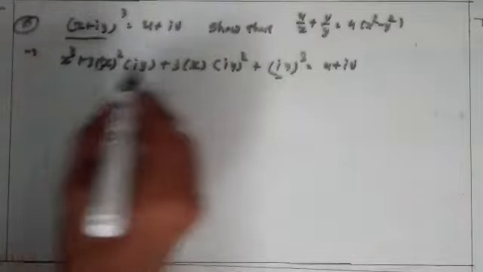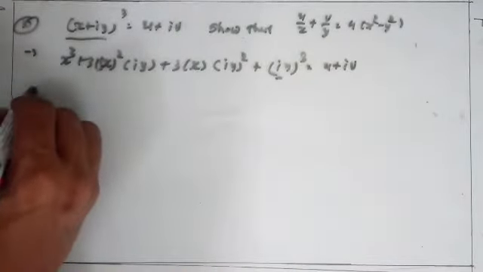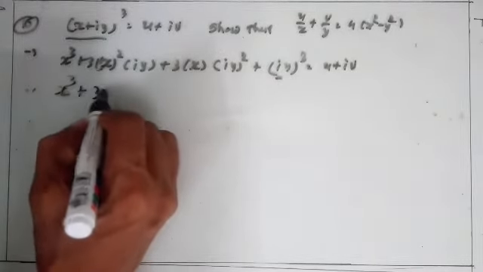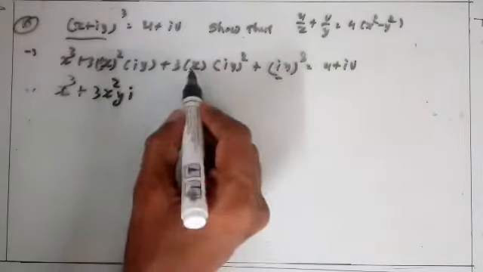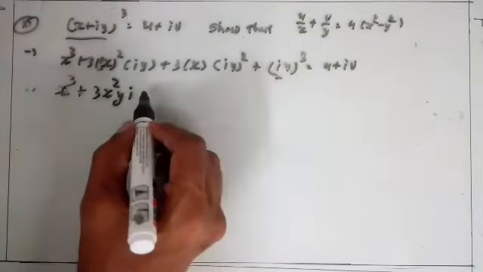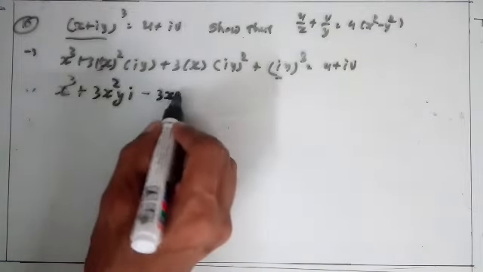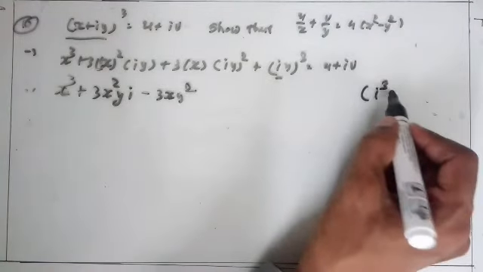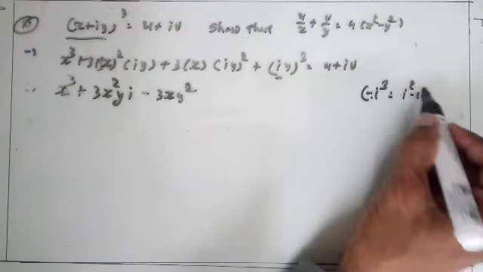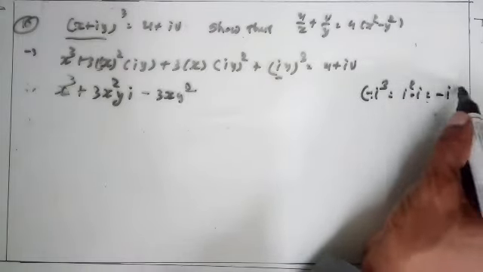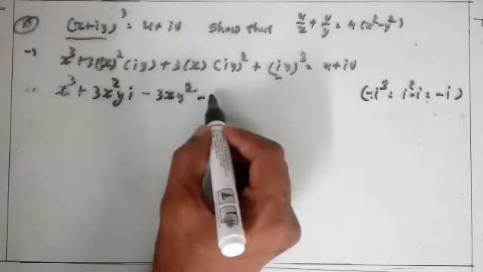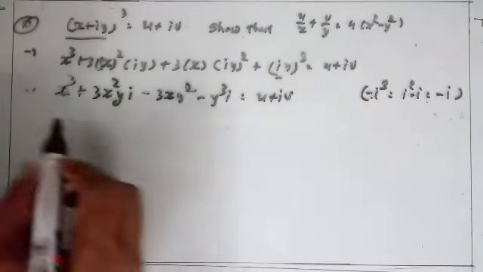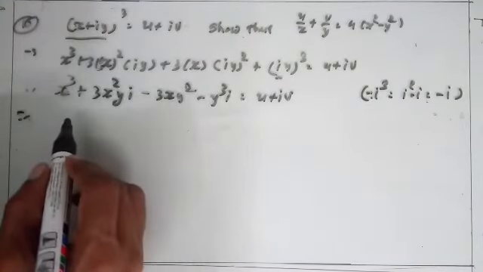Clear? Now simplify this. Here we get x raised to 3 plus 3x square iy, where i square is equal to minus 1. So minus 3x y square, and i raised to 3 is i raised to 2 into i, which is equal to minus i. So this becomes minus y raised to 3 i is equal to u plus iv. Clear this? Now add like terms.